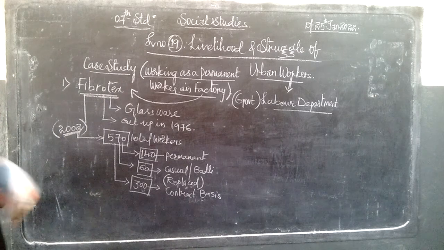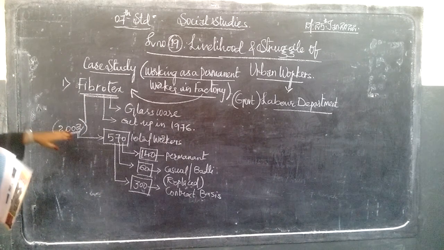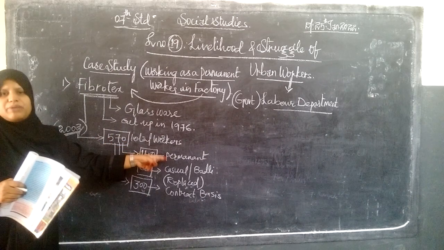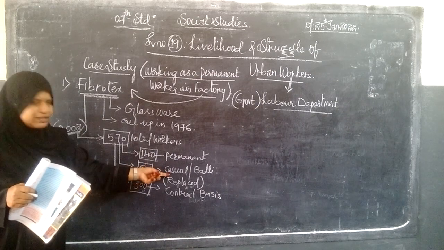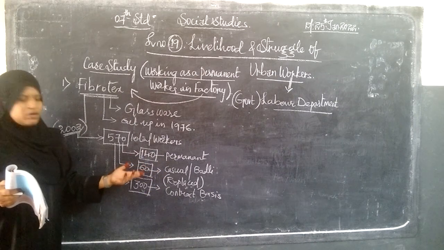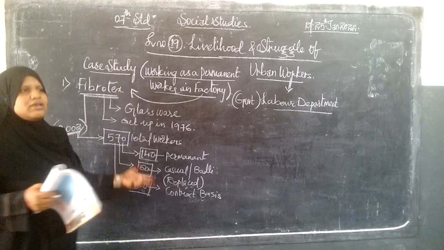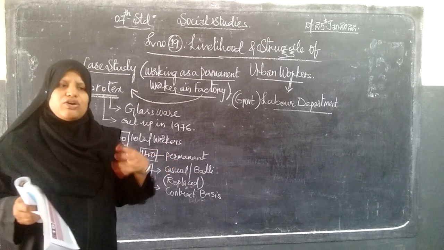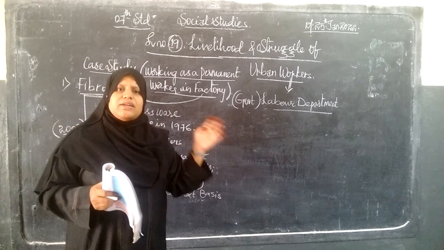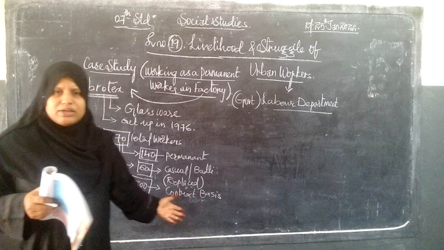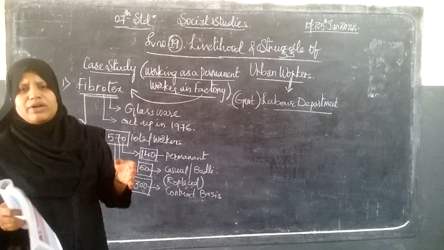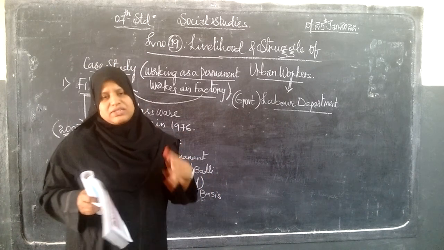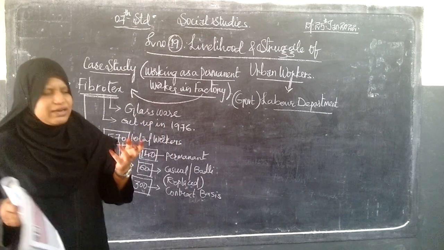So here, how many total workers are there according to this 2002 report? There are 570 workers in total. Out of that, 140 are permanent workers, 60 were casual or badli workers who replaced other workers, and 300 were contract workers. Contract workers means they are hired for one week, one month, or one year according to the work requirement. There is an agreement between the company and the employee. Within the period of the contract, the person is bound to work for such companies or any kind of organization.